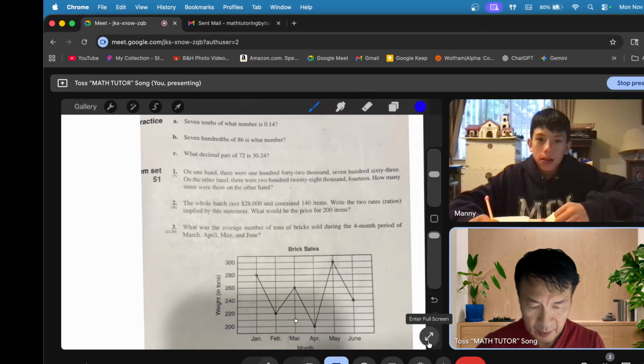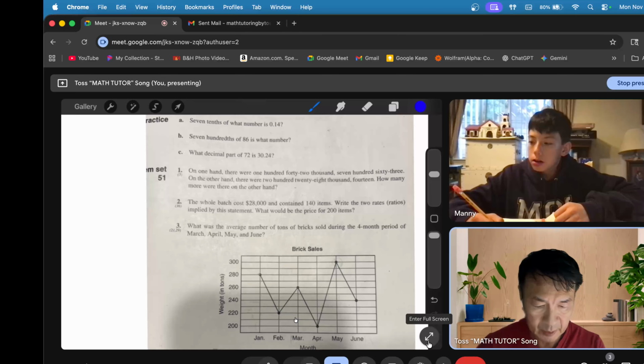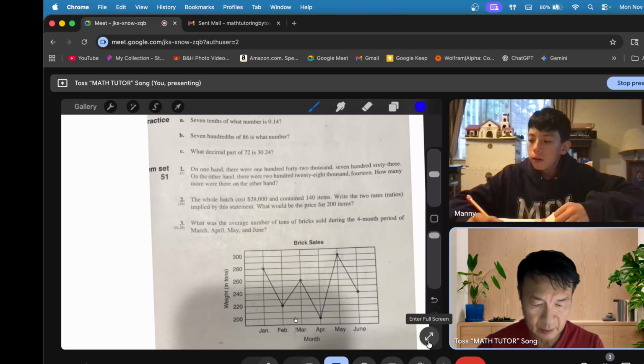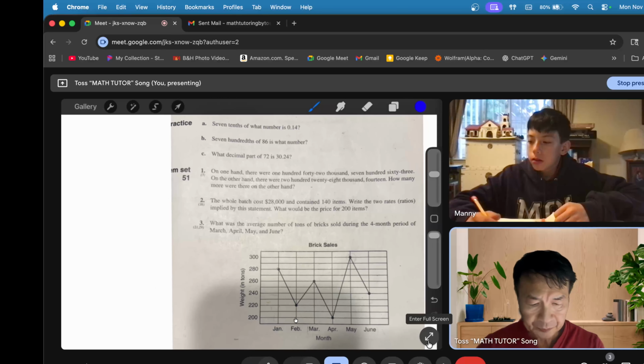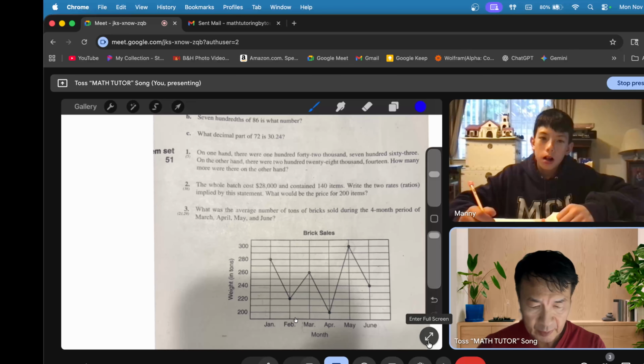Now, what about two? The whole batch cost this much, $28,000, and contains 140 items. Okay, this is the one. Let's do it. How would you do it? Write the two rates or ratios implied by this statement. And then you use that to solve what would be the price for 200 items.